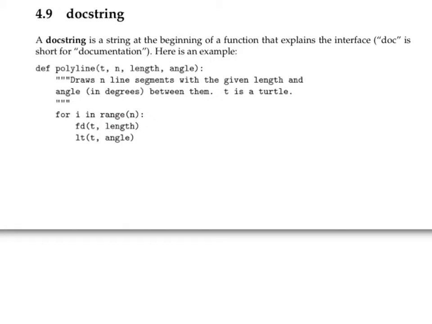And just to round off, it puts in a little bit of information about docstrings. Docstring, as you can see here, it just comes after the header definition. It's in triple quotes, so you can run it over multiple lines if you like, and it just explains what the function does.